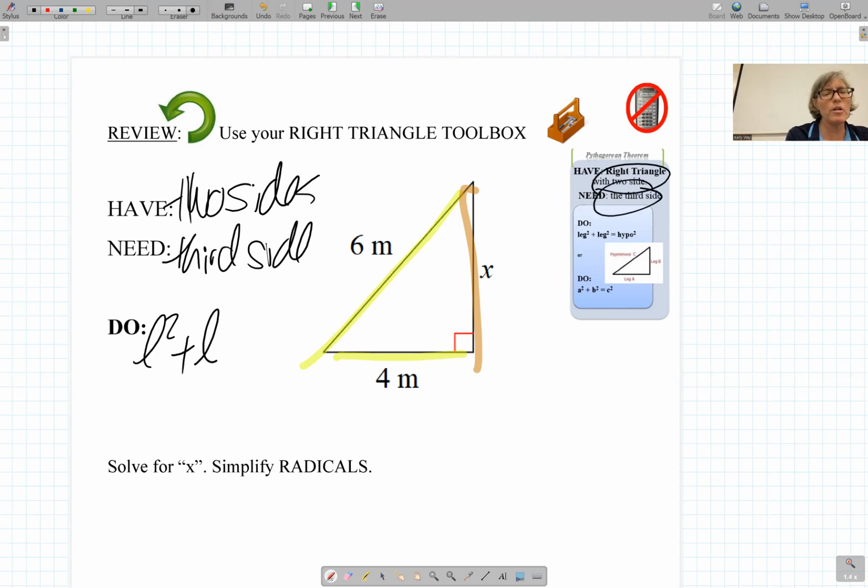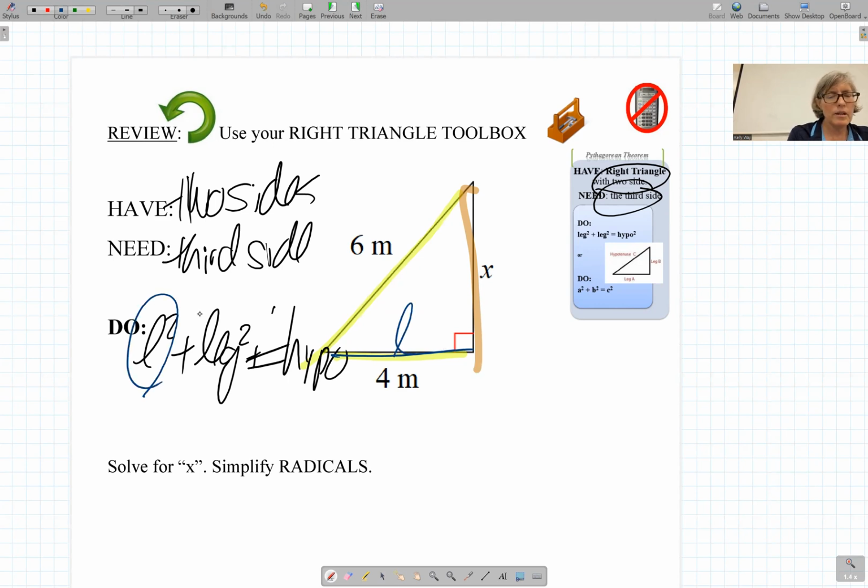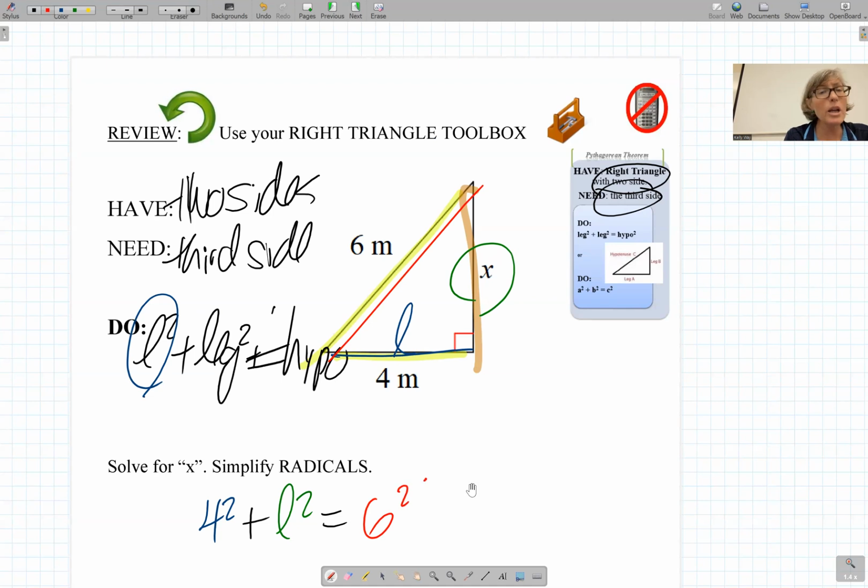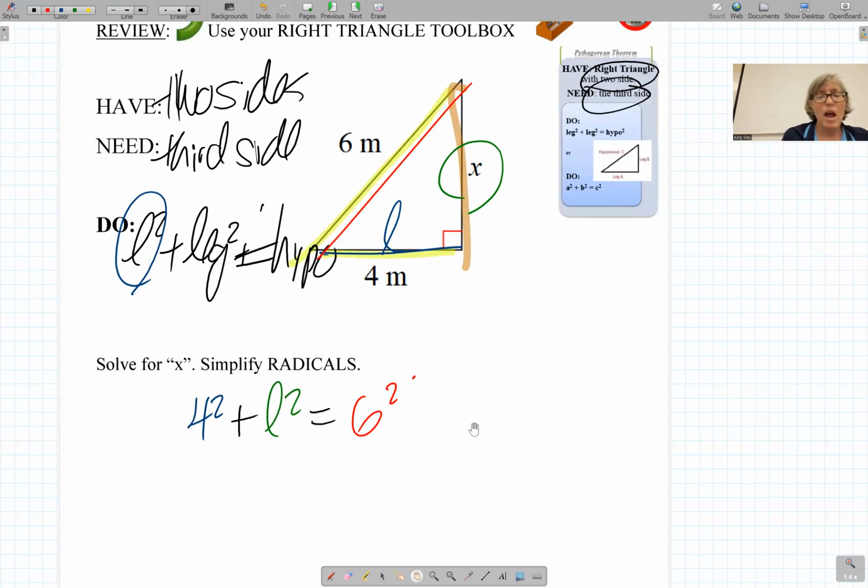We're going to do leg squared plus other leg squared equals hypo squared. I am not going to solve this for you, friends. I want you to solve for this leg, and I want you to have your answer in simplified radical form if need be.